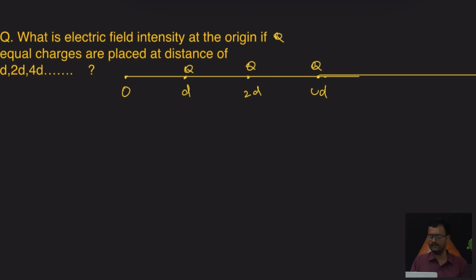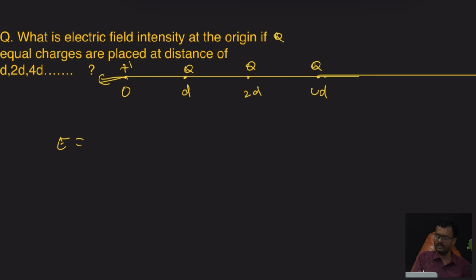What is the electric field intensity at the origin if equal charges Q are placed at distances d, 2d, 4d and so on? See here, so this is the structure. All these Q repel a unit positive charge at the origin along this direction. So the resultant vector is the sum of these vectors.